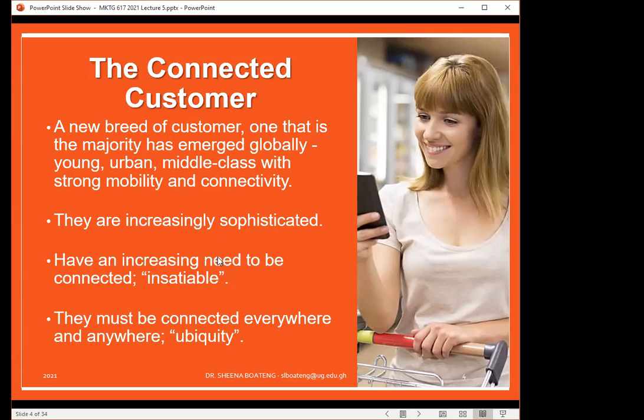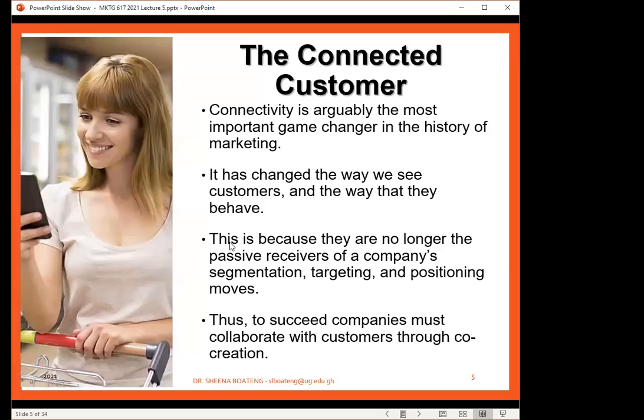And these are the key characteristics that help us to be able to pick the connected customer out of any crowd of customers. Now, this connected customer presents a unique opportunity to e-marketers, right? Because connectivity is arguably the most important game changer in the history of marketing. Remember, in the beginning of our lectures, we talked about the unique characteristics of the internet and the various opportunities and capabilities that it gives us as marketers to be able to use all these different tools in creative ways, able to market and sell our products to customers.